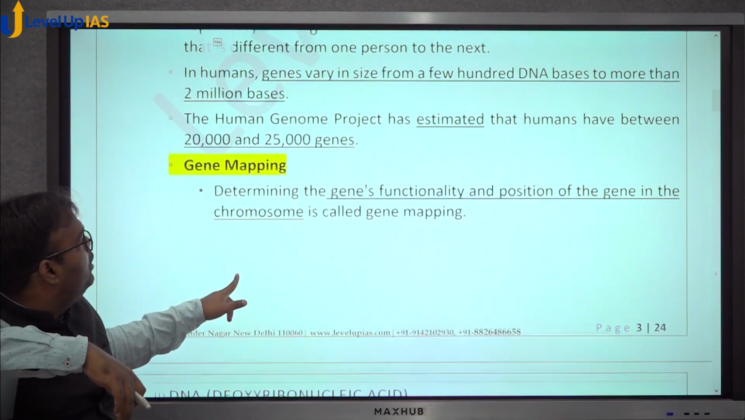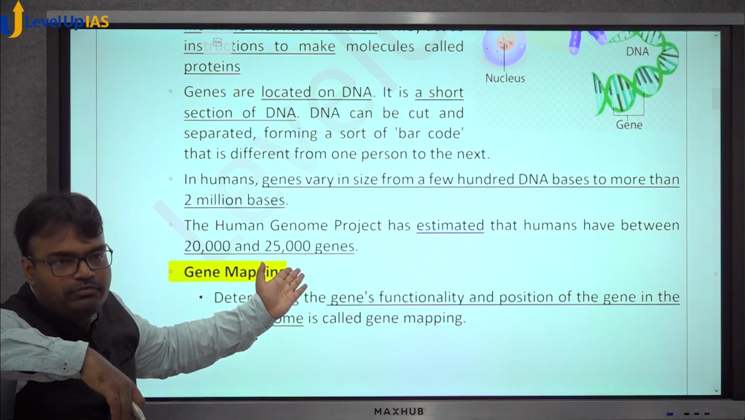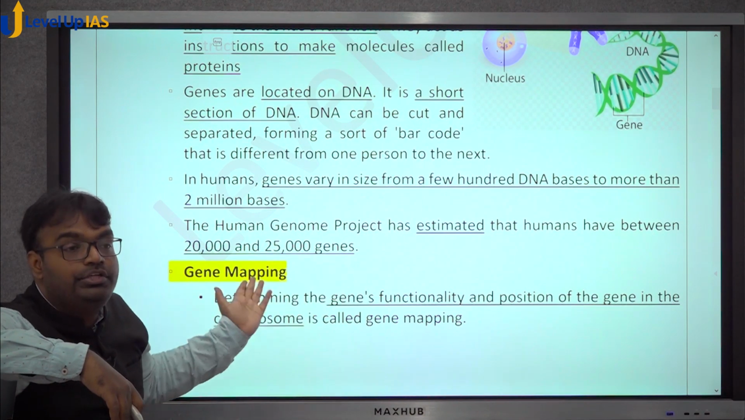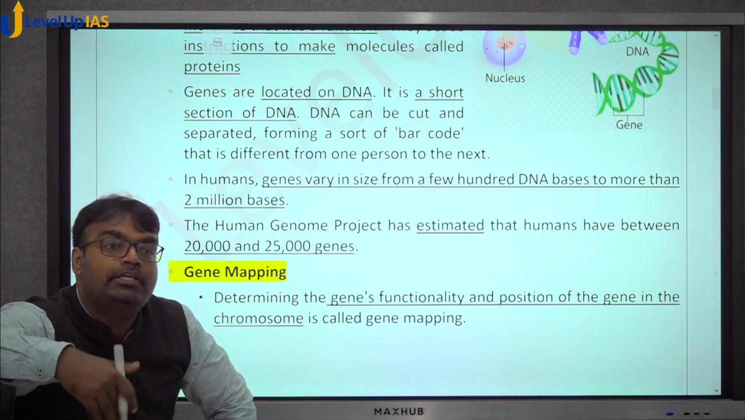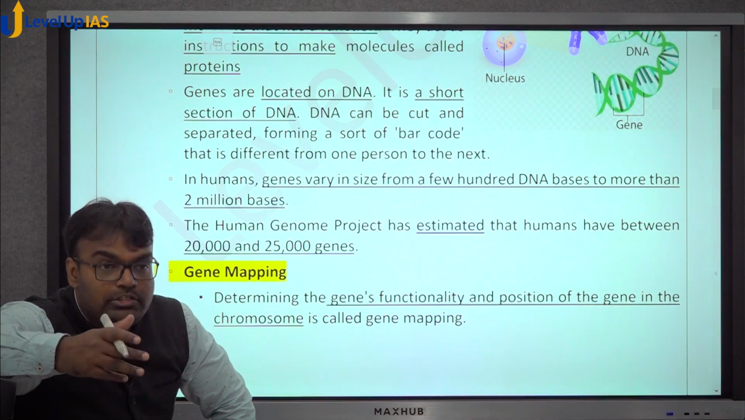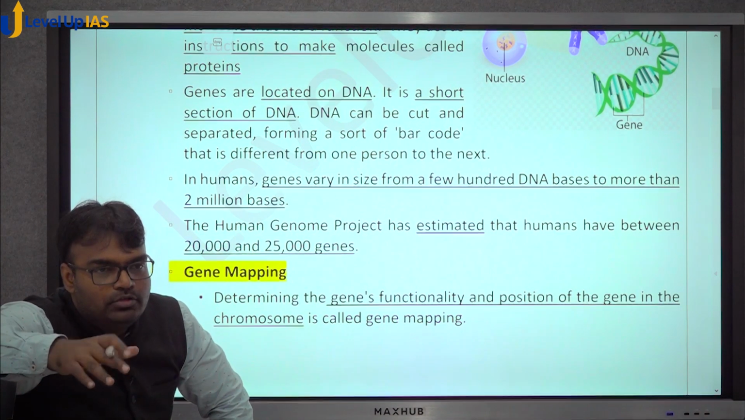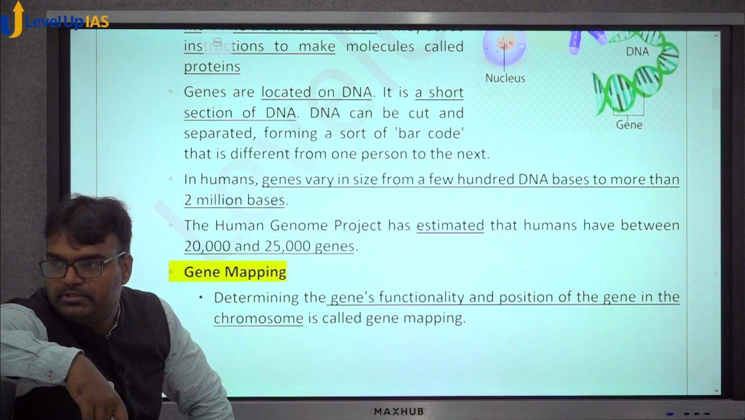See, the Human Genome Project has estimated that humans have 20,000 to 25,000 genes. 20,000 to 25,000 genes does not mean 20,000 to 25,000 base pairs. Base pairs we may have more in them. Every gene is made up of hundreds of base pairs or even millions of base pairs. So human beings have around billions of base pairs.